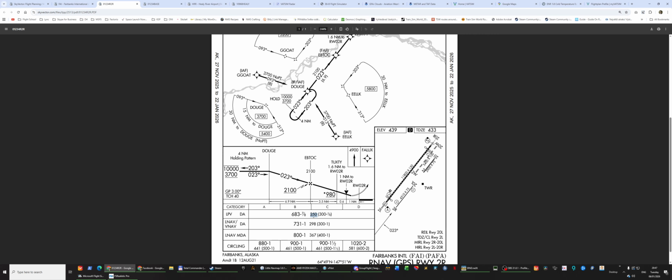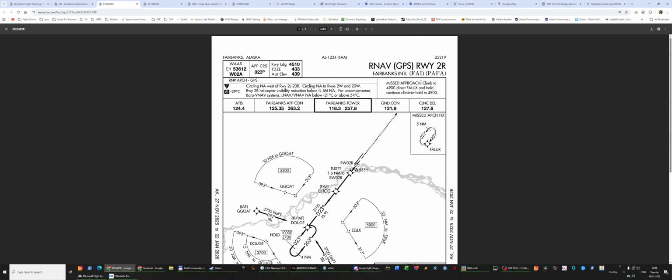The missed approach is quite straightforward, literally. You fly direct Falux and hold and climb to 4,900. One note about these holding patterns that are GPS holding patterns, and we have 5 nautical miles here. This is the maximum that we are allowed. We don't need to fly for 5 nautical miles if we are in a small aircraft. 1 minute patterns are just fine. It just means that we should not extend further than 5 nautical miles from Falux.